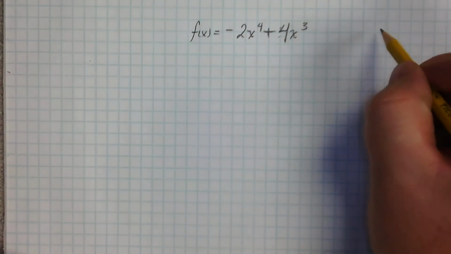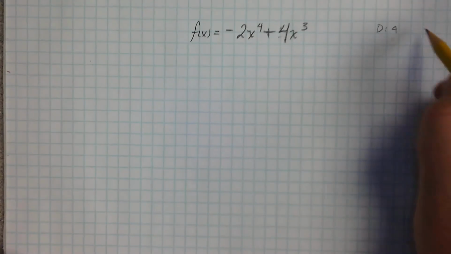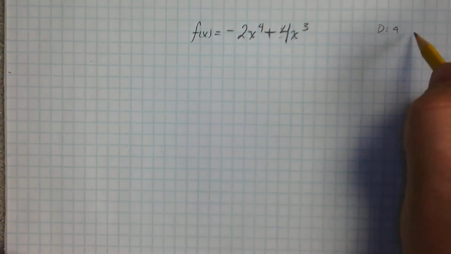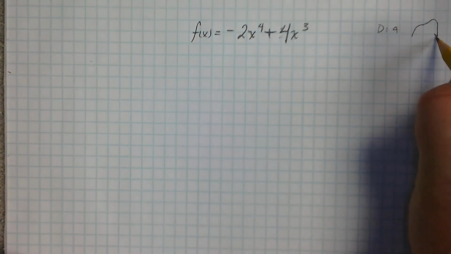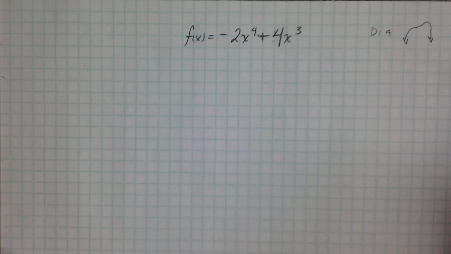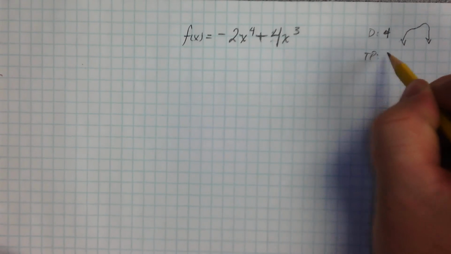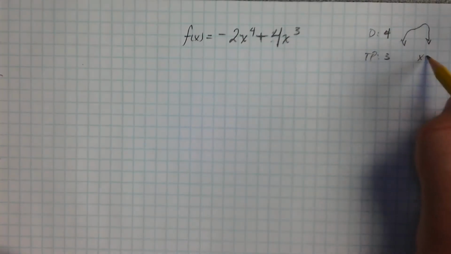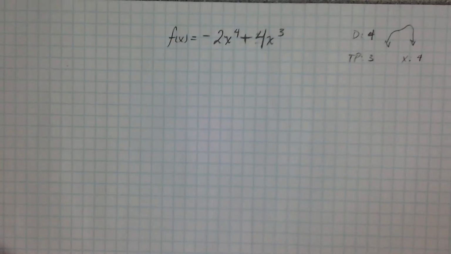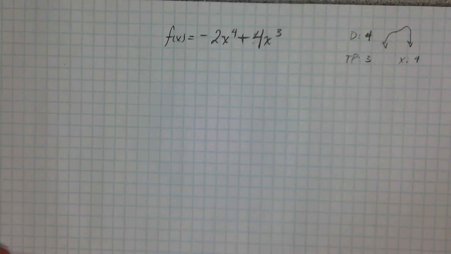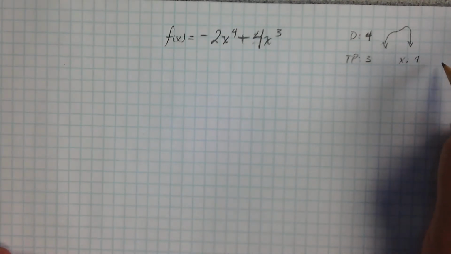So let's go ahead and get started. The degree is 4, and the leading coefficient's negative. That means we don't know what's going to happen in the middle, but it's going to be going down both ways with the degree of 4. The number of turning points will be a maximum of 3, and we could have 4 x-intercepts. We could have 0 x-intercepts as well.